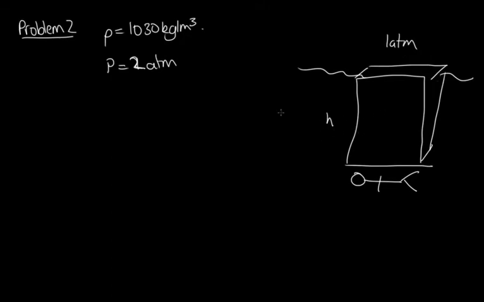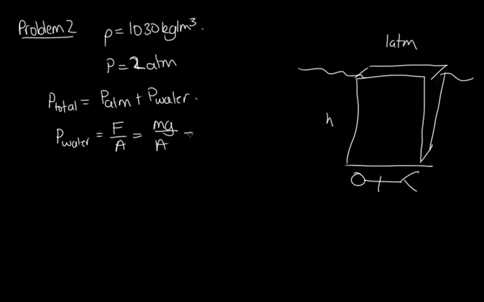and so we need the pressure due to the water to also be 1 atmosphere. So we've got that P total is equal to the pressure due to the atmosphere plus the pressure due to the water, and the pressure due to the water is equal to the force over the area from the water, which is the weight of the water over the area, which is equal to the density times the volume times g over the area, and the volume is just h times this surface area. So this is equal to rho hAg on A, which is just rho hg.